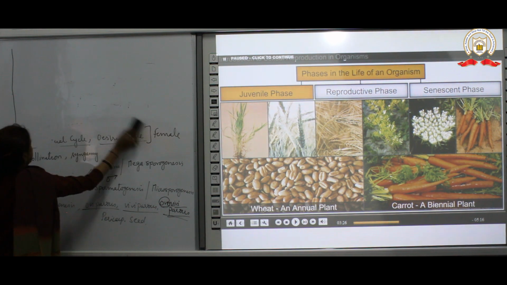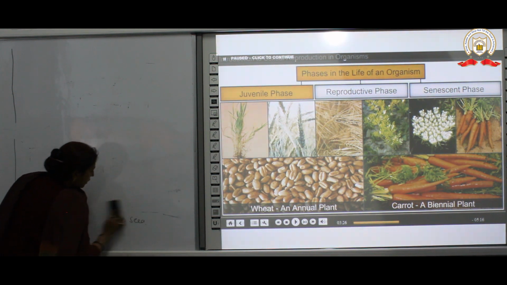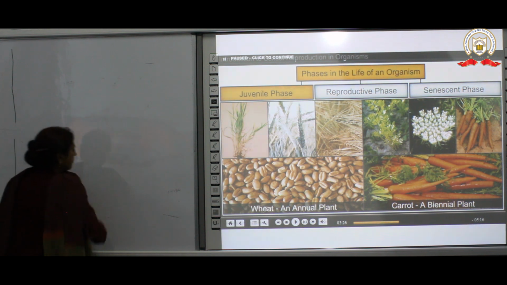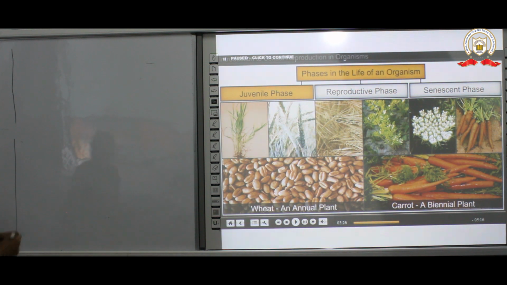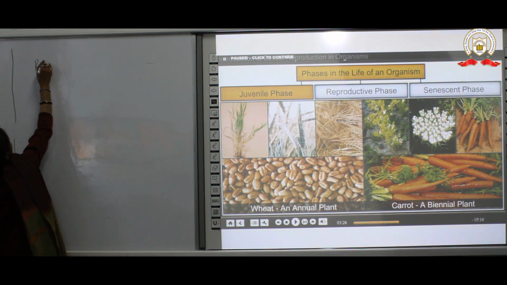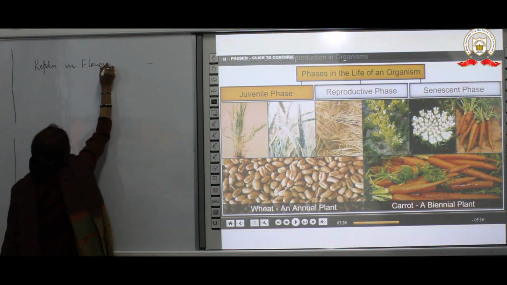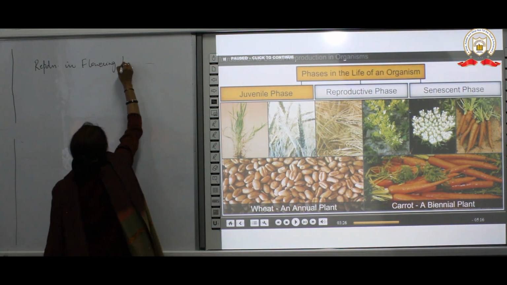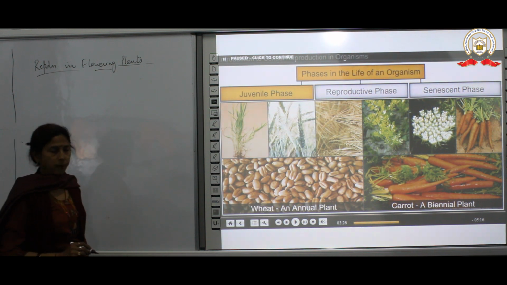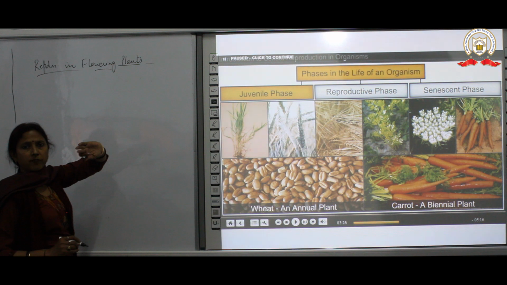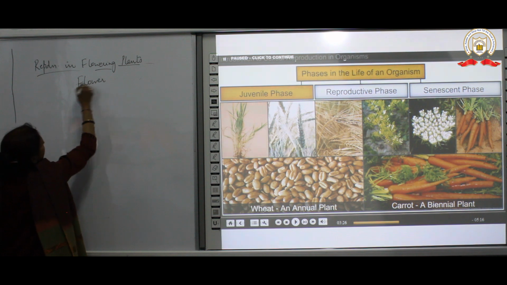Now since we have discussed in this chapter how the different organisms reproduce, we are going to discuss how reproduction occurs in flowering plants. So in flowering plants, how does the process take place, leading to the formation of a new individual? Reproduction in flowering plants. In a flowering plant, that is angiosperms, the reproductive unit is a flower.